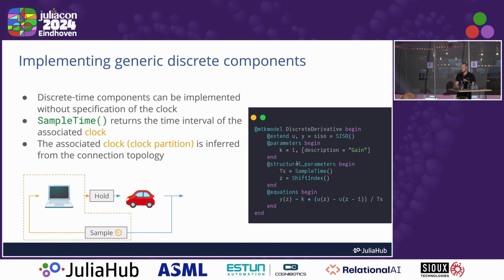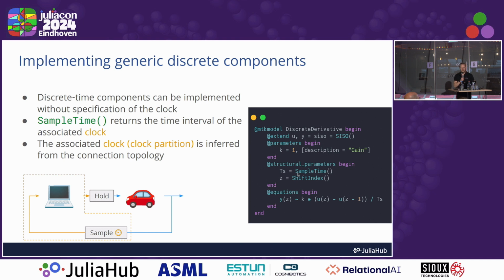But we haven't specified what the sample interval actually is here. And that's where clock inference comes in again. After Modeling Toolkit has figured out this component is used with a certain clock, that clock is specified externally to the component, but grab the sample time and put that into the variable TS and then use that in this equation.